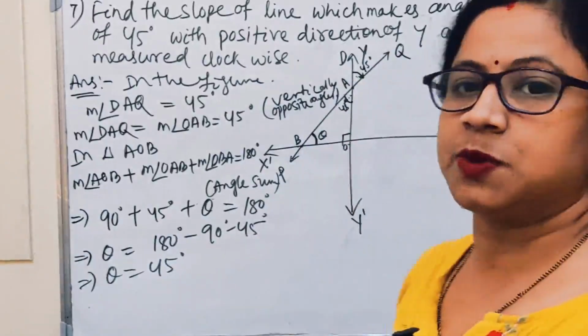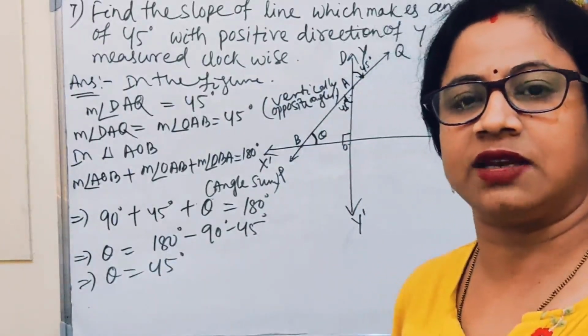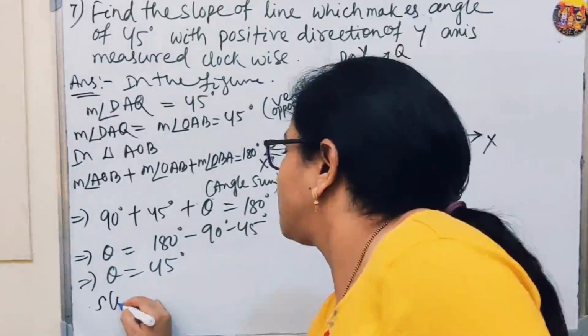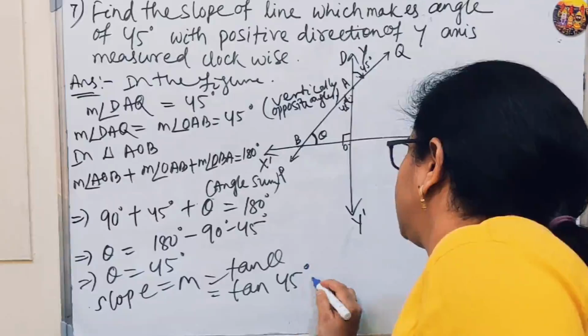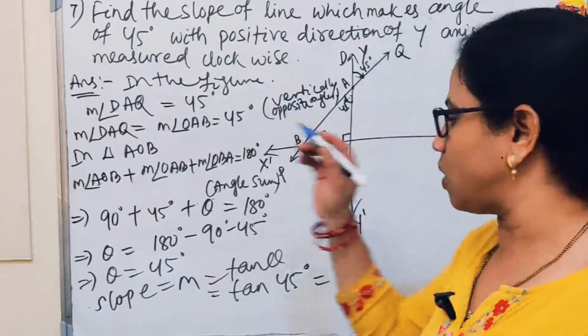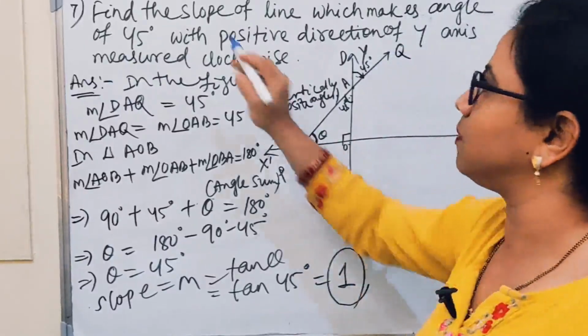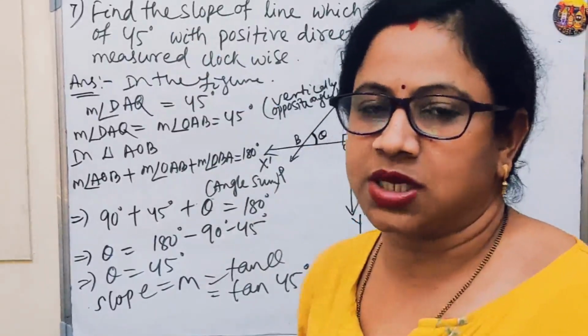So if theta is 45 degrees, that is the inclination of the line theta we got. Now what is slope? Slope m is equal to tan theta. That will be tan 45 degrees. The value of tan 45 degrees is 1. So our final value is 1. The slope of the line is 1. So I hope the solution is clear to you.